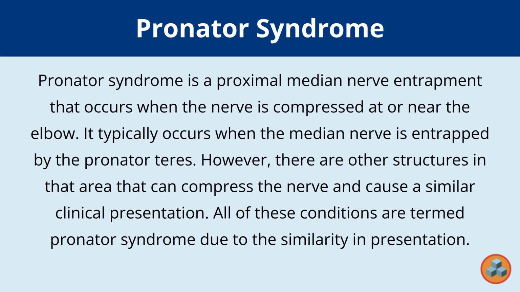Pronator syndrome is a proximal median nerve entrapment that occurs when the nerve is compressed at or near the elbow. It typically occurs when the median nerve is entrapped by the pronator teres. However, there are other structures in that area that can compress the nerve and cause a similar clinical presentation. All of these conditions are termed pronator syndrome due to the similarity in presentation.